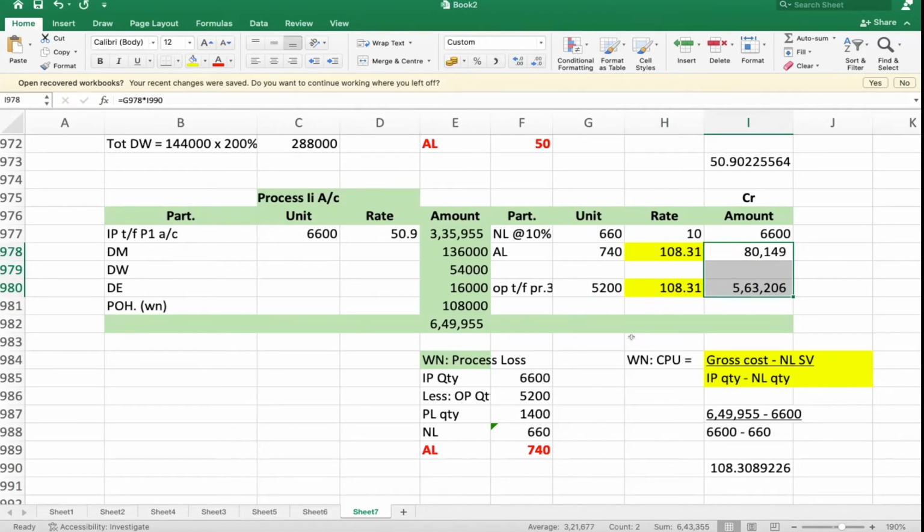Check it up. Is it right? Whether it is right or not, we can identify by way of the total itself. After doing the working notes, the process account has to tally automatically. Once it is tallied, your valuation is correct.